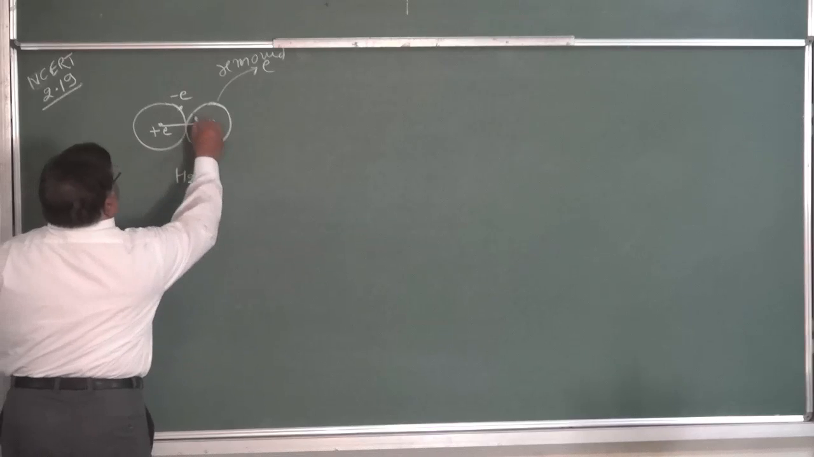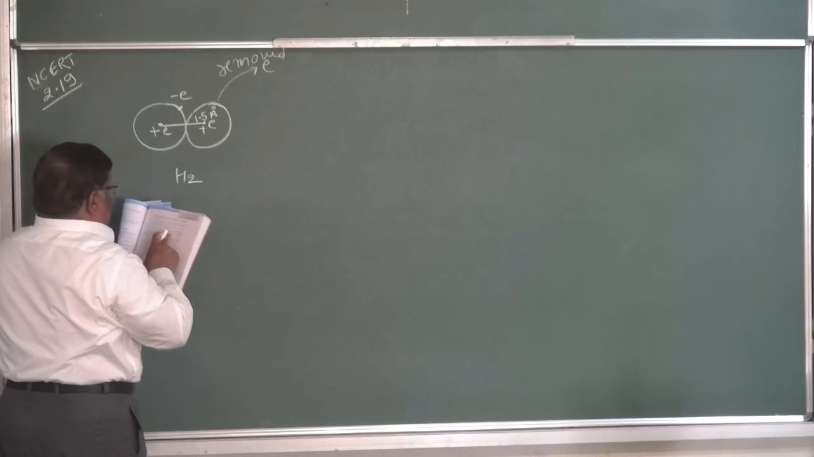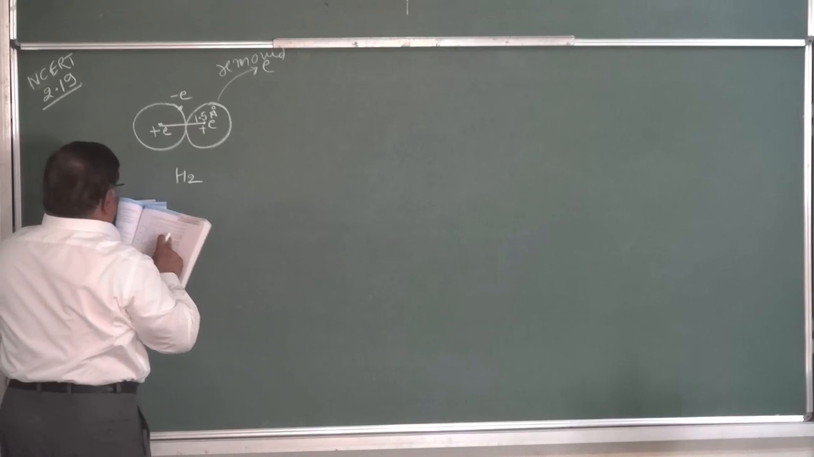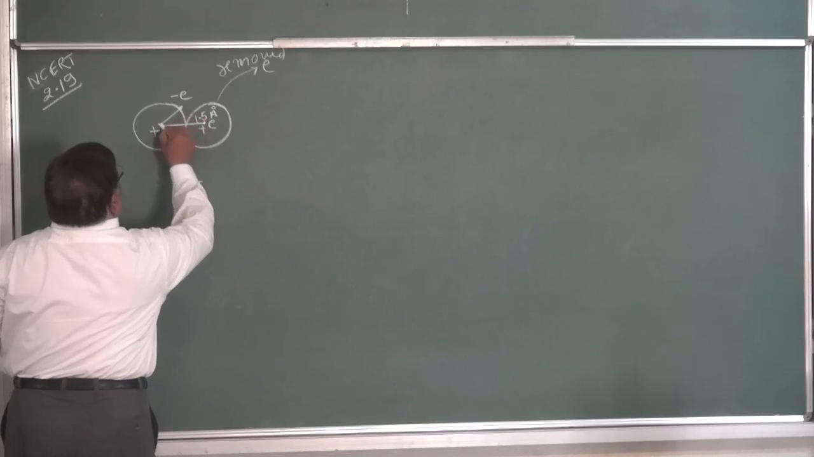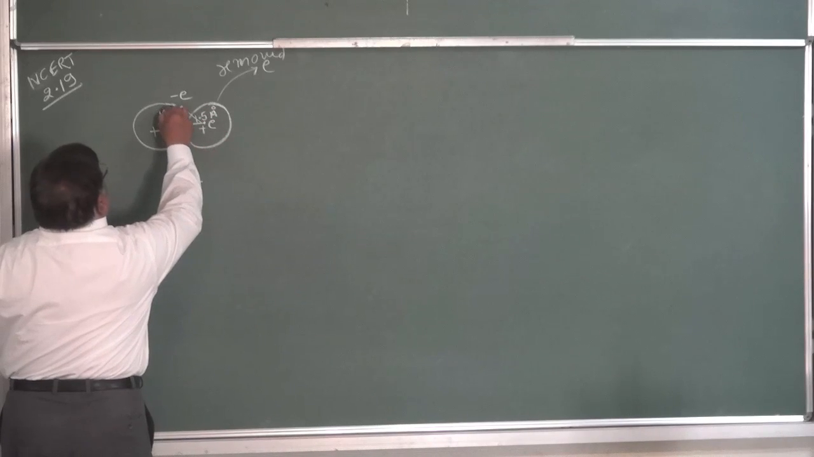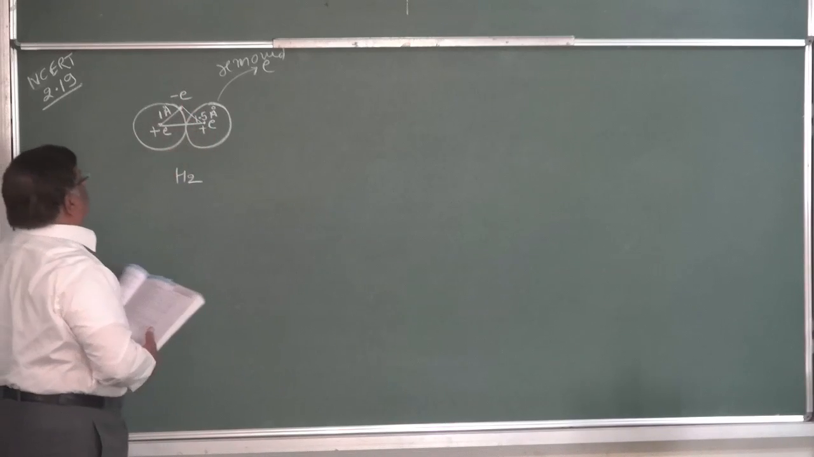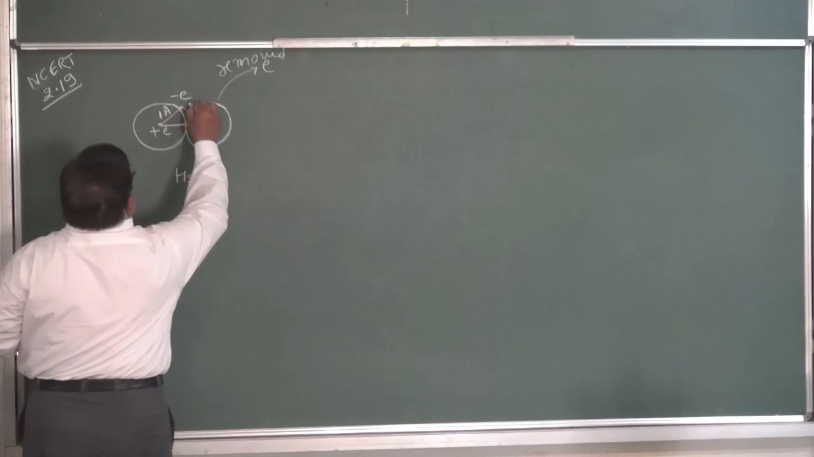This 1.5 angstrom. Correct? And the electron is roughly 1 angstrom from each proton. This and this, both are 1 angstrom. Okay, quite possible, don't go by the drawing, there are certain adjustments. This electron is 1 angstrom from both.